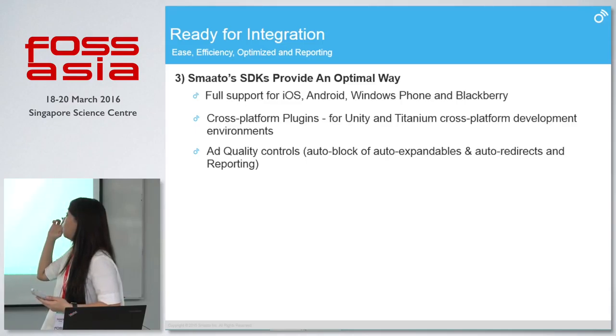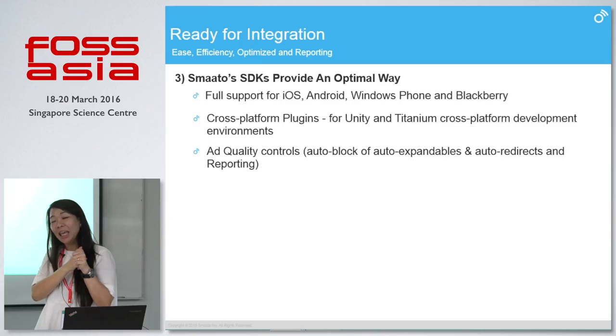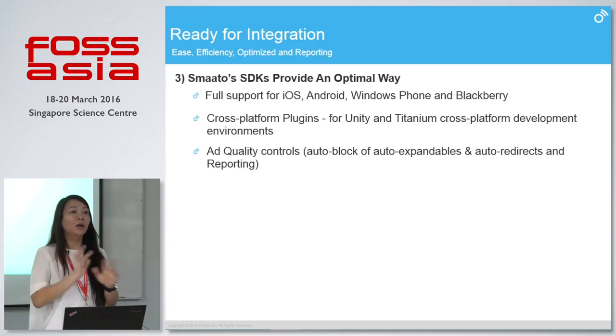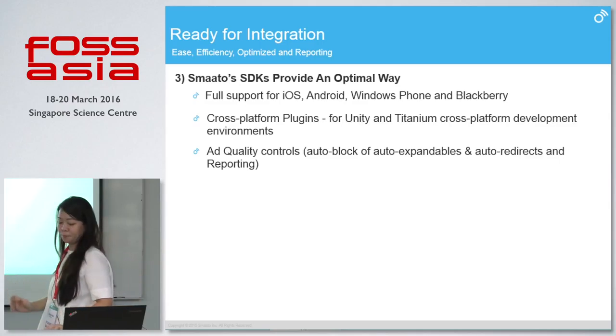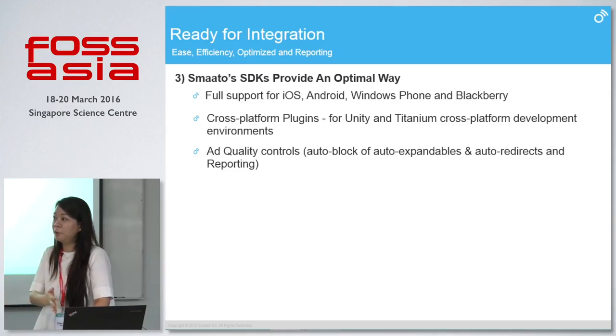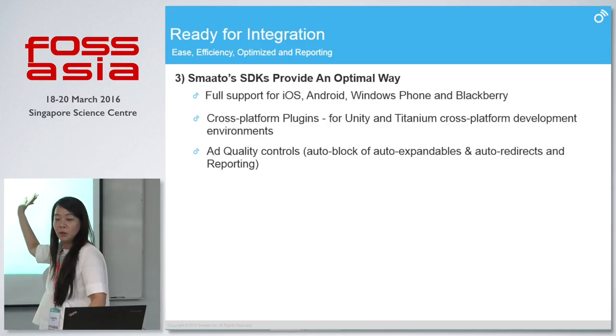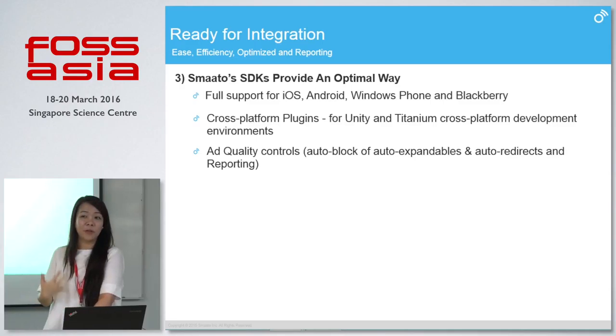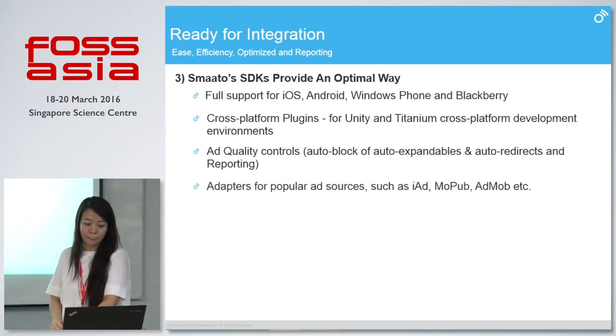Okay, so what we have built is an auto-block of auto-expandables. So we have auto-play, auto-expandables, auto-redirect, all the auto stuff, it should be blocked in the SDK. And also reporting as well. Now, a good SDK, anywhere you can find, it should be able to pull you reporting. So you have proactive by blocking out all the auto whatever kind of advertisement, but you are also reactive in terms of understanding what kind of advertisements has been served on your application.